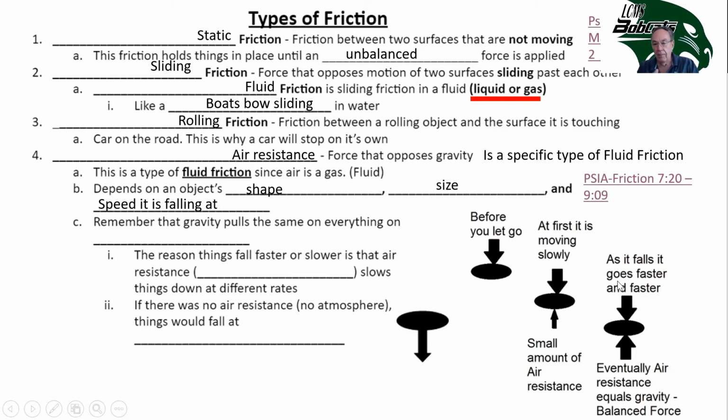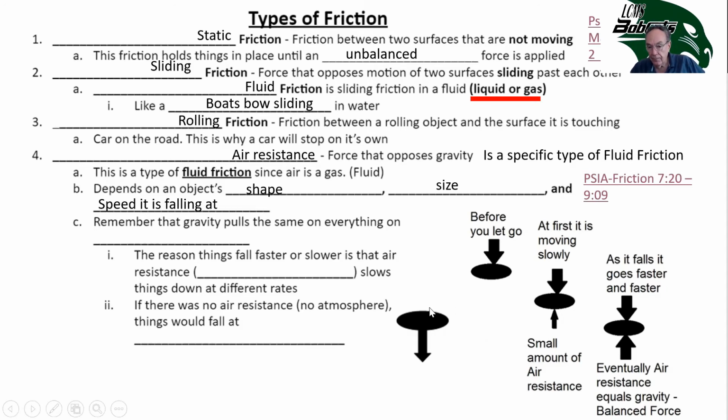Eventually, at some time, it's going so fast that the amount of air resistance is equal to the force of gravity. Now, this doesn't mean that it's going to stop and float. Balanced forces don't change motion. The motion of this thing was falling. So it was falling at some speed. It's just not going to change speed anymore. It's going to continue to fall, but now it will fall at a constant speed because the forces are balanced.